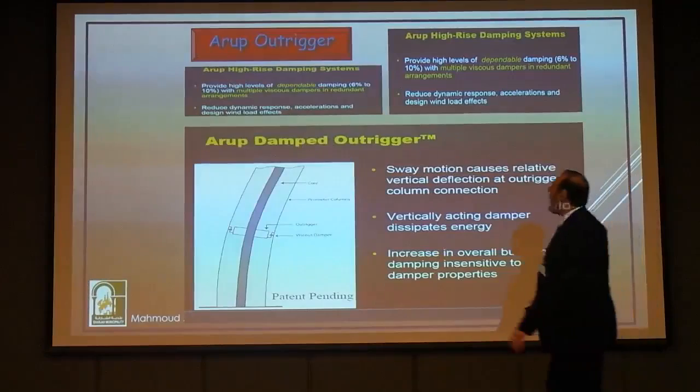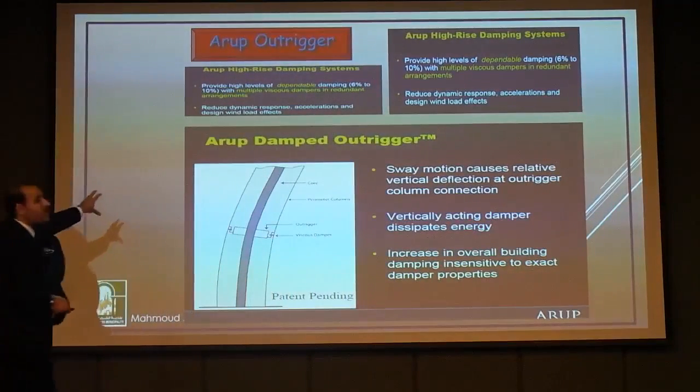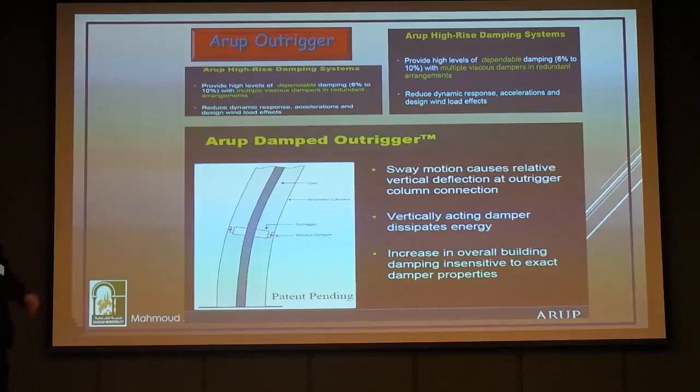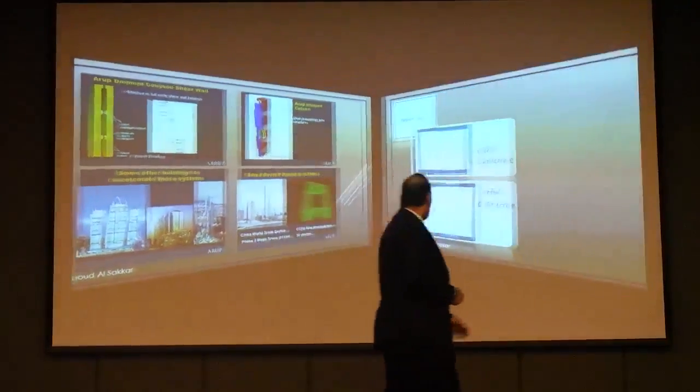Okay, enhancing our system is going to be something called arab outrigger. I'm going to cover this in the next slides, in the next lecture about advanced lateral resisting systems. But let me just go with what?